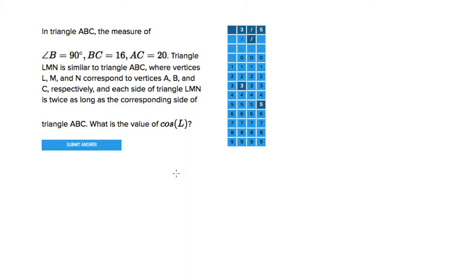Hi, I'm Brian. This is an SAT math question involving trig. So we're told that there's this triangle ABC where the measure of angle B equals 90. That should stick out to you a little bit. I'm going to draw that right now.